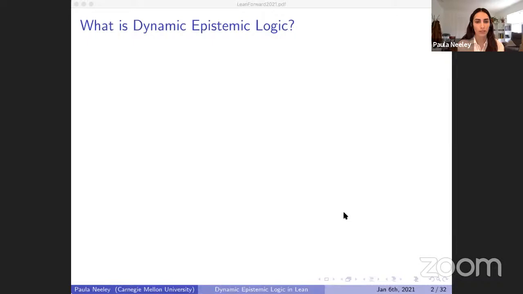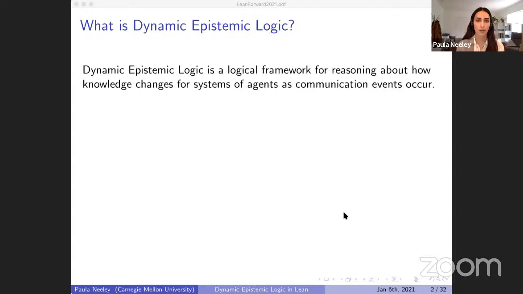So I'll assume that at least some of you are a little bit familiar with modal logic, but probably fewer or maybe even none of you are familiar with dynamic epistemic logic. So what is this? Basically, dynamic epistemic logic is a logical framework for reasoning about agent knowledge and how that knowledge changes as agents communicate with each other.